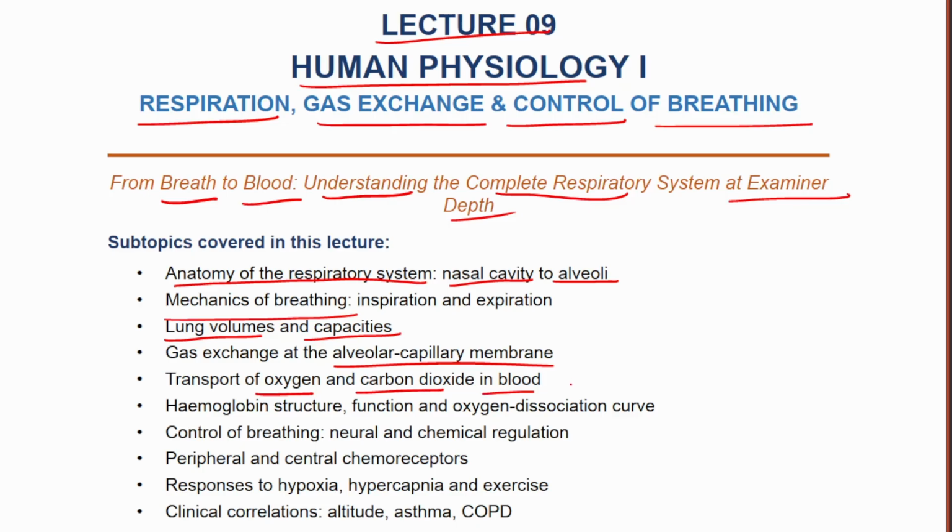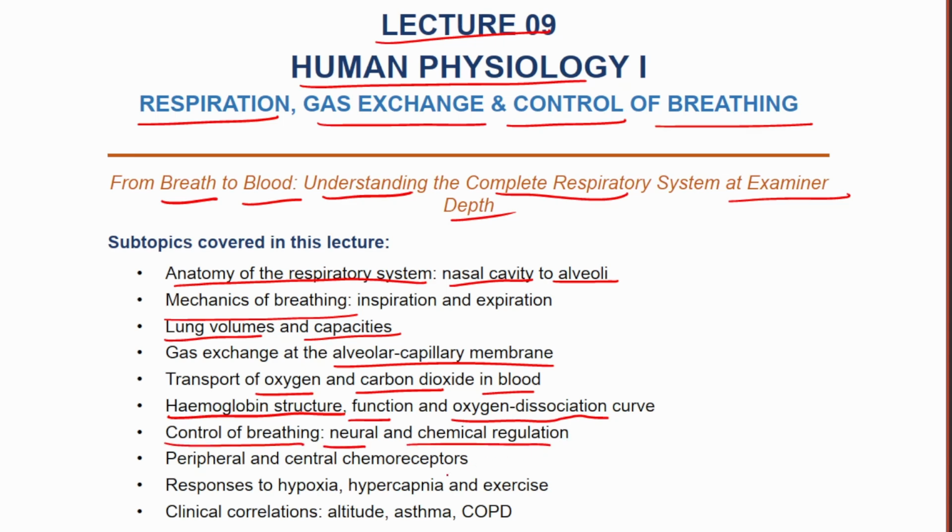This leads us directly into a high-yield favorite for examiners: hemoglobin structure, function, and the famous oxygen dissociation curve. You will learn exactly what makes this protein shift its affinity for oxygen depending on the tissue environment. But how does your body know when to change its breathing rate? We will look at the control of breathing through both neural and chemical regulation.